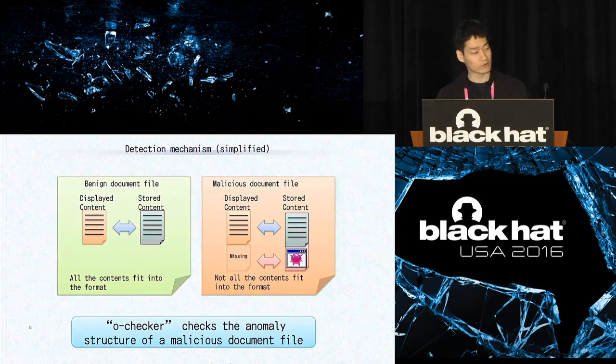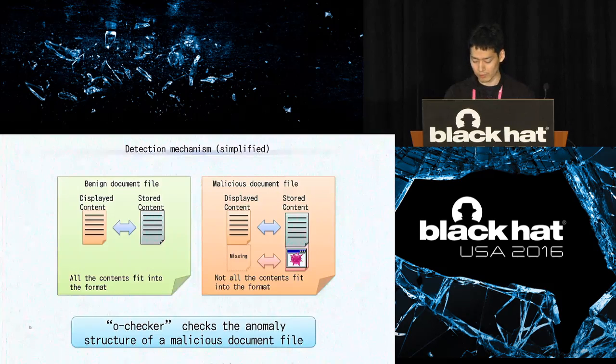In this slide, I'd like to briefly talk about how O-Checker detects malware. The left half of this slide shows the state of a benign document file format. Generally, Microsoft Word, Excel, PDF, and other document files have different file formats. Based on each file format, document processing software displays its content. For example, Microsoft Word for Word document files, Microsoft Excel for Excel spreadsheets, Adobe Reader for PDF files.